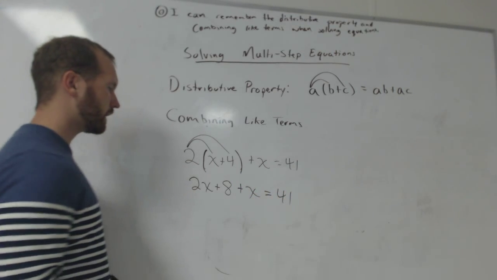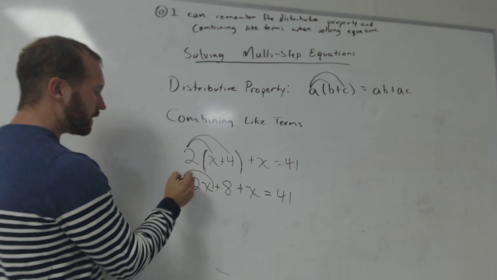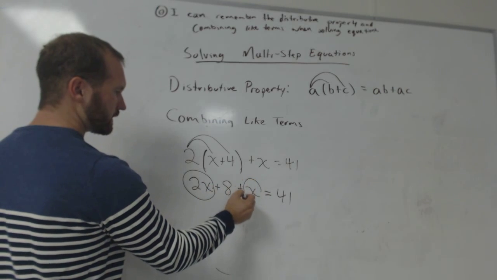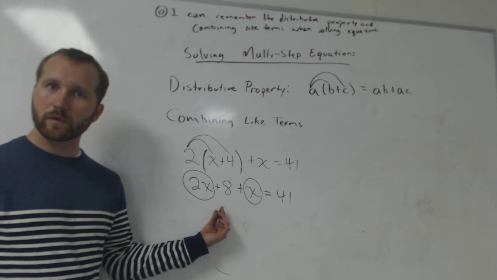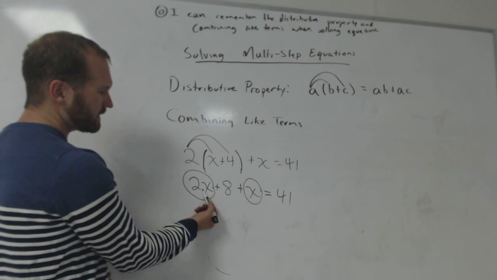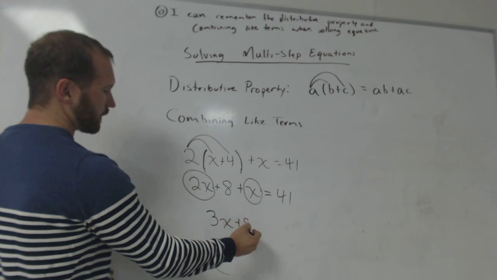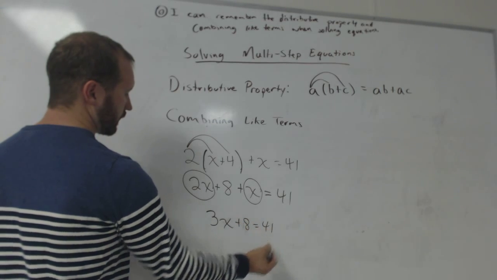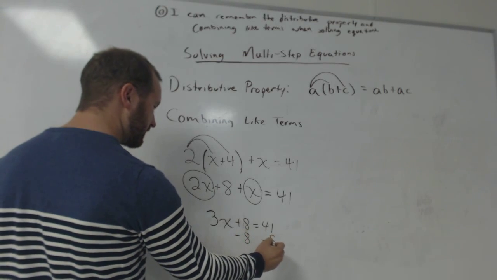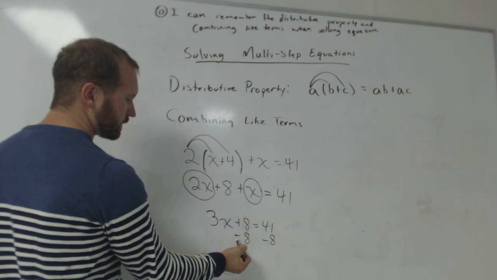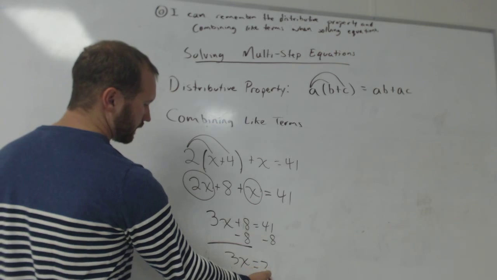Equals 41. Okay. Now you can circle 2x and x. Now I can combine these like terms. 2x and x are like terms that are on the same side of the equation. So what is 2x plus x? 3x. That's exactly right. Plus I also have an 8 over here, equals 41, and I also have a 41 over there. So you can subtract 8 from both sides of this equation. 3x plus 8 minus 8 is just 3x. And 41 minus 8 is 33.